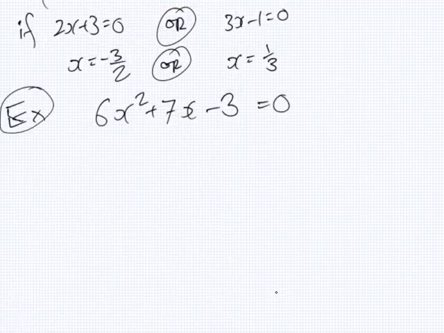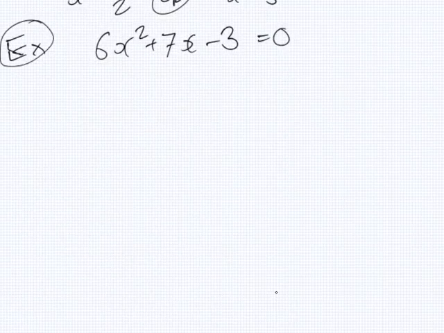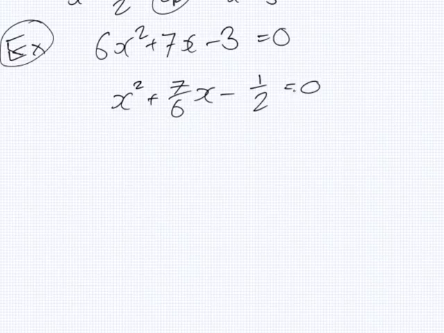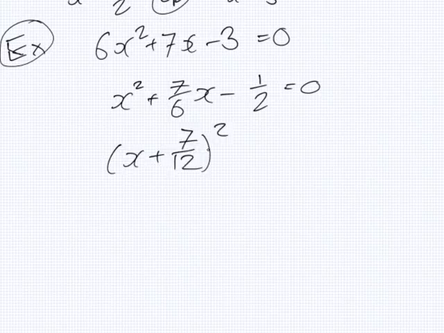Okay. So the other method you can use is completing the square, which we did last week, wasn't it? To make my life easier, I'll divide everything by 6. So I'll have x squared plus 7 over 6x minus 3 over 6, which is 1 over 2, a half. Now I'll complete the square. So here I'll have x plus 7 over 12, and then at the back I'll have minus a half.